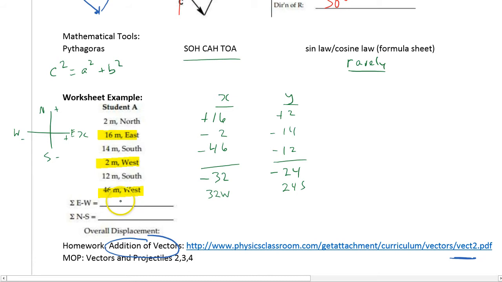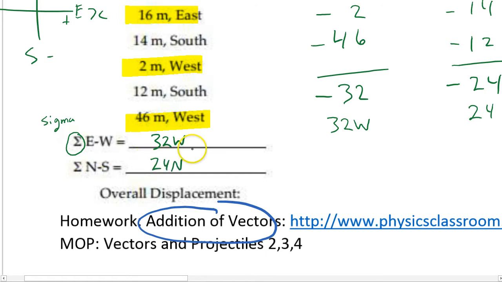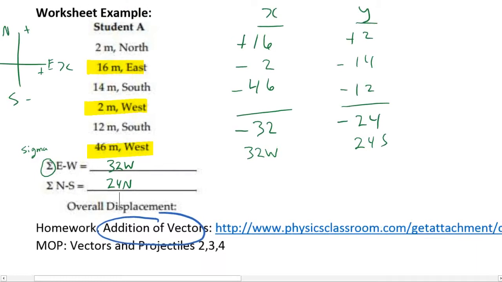In fact, I guess I could put that in my answers over here. This symbol here means the sum, okay? This is the Greek letter sigma, and it means the sum, or net. So the sum of all the east-west forces, that's what this was, 32 west, so I'll put that in, 32 west. And the sum of all the north-south ones is 24 south. Okay, so now what is the overall displacement? So this is the question I need to answer yet, the overall displacement.